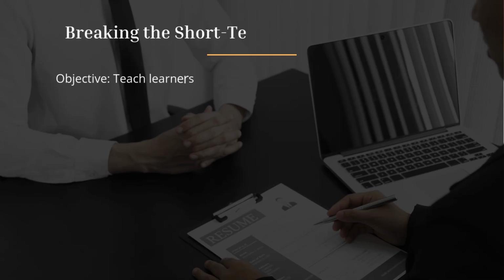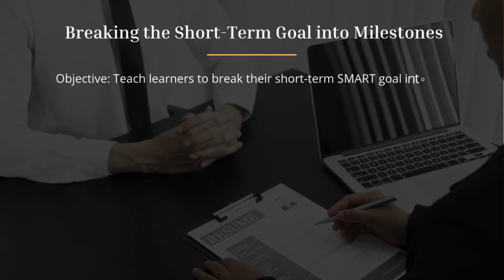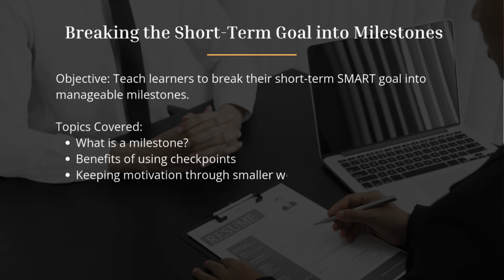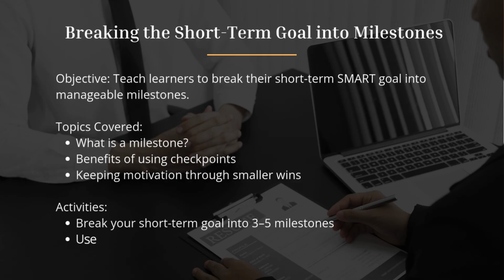Breaking the short-term goal into milestones. Objective: teach learners to break their short-term SMART goal into manageable milestones. Topics covered: what is a milestone? Benefits of using checkpoints, keeping motivation through smaller wins. Activities: break your short-term goal into 3 to 5 milestones. Use the milestone planning worksheet to organize steps.